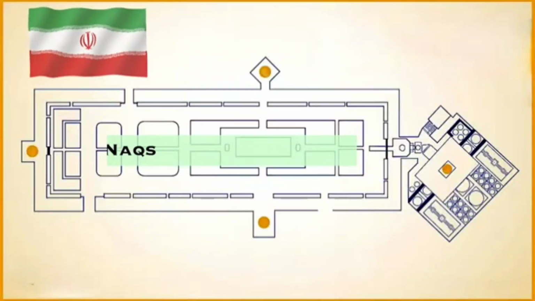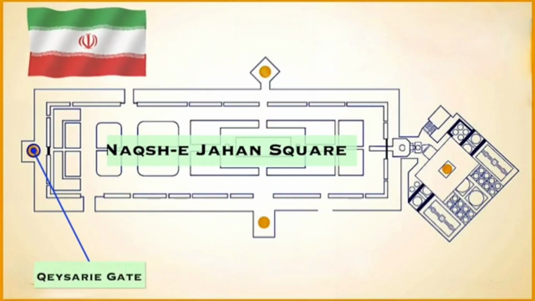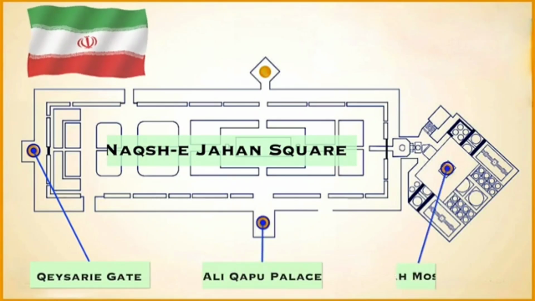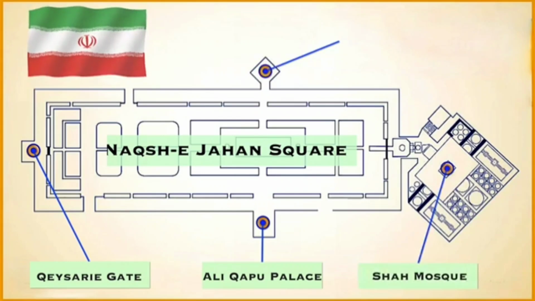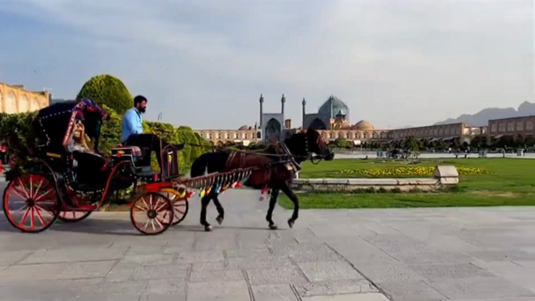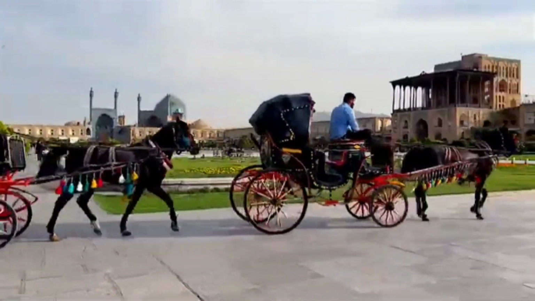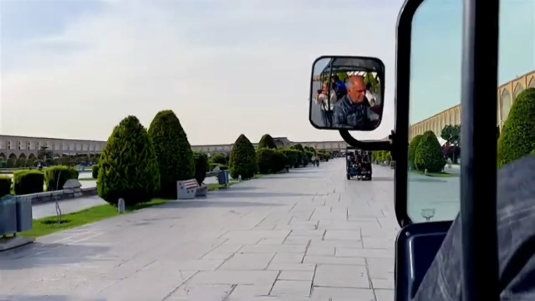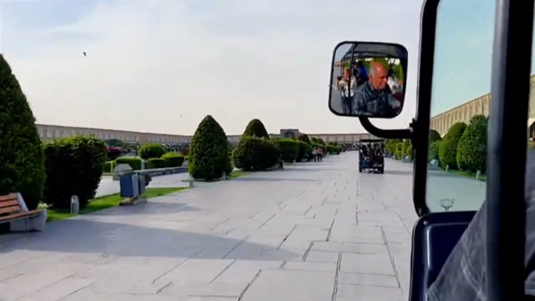At the northern side, Qeysari Gate opens to Isfahan Grand Bazaar. On the western side is Ali Qapu Palace. The Shah Mosque is situated on the southern side, and Sheikh Lotfollah Mosque is situated on the eastern side of the square. Guests can take a horse-drawn carriage or electric car for a driving tour around the square.